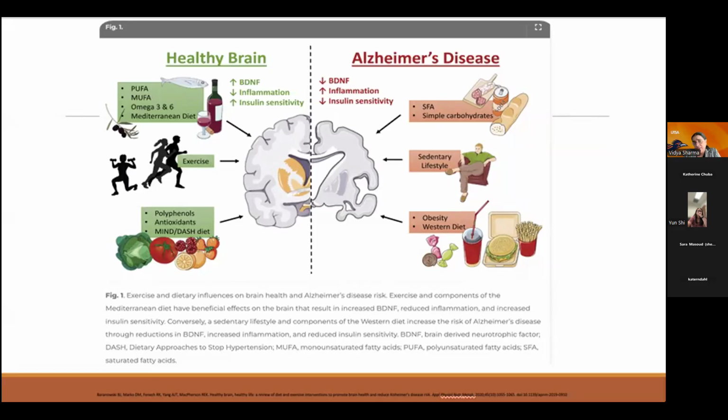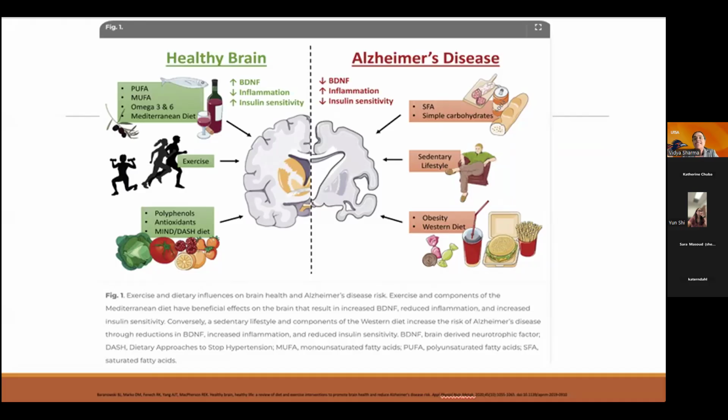And then, of course, regular exercise. Any form of physical activity is always great. And then we have different kinds of polyphenols, antioxidants. So for example, berries, red wine in moderation, tea in moderation. All those things definitely help.